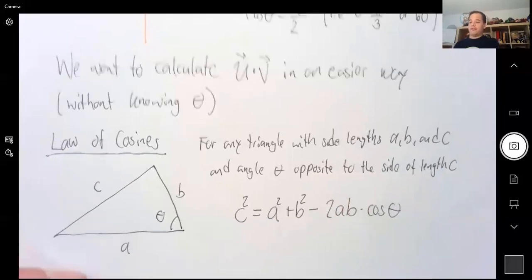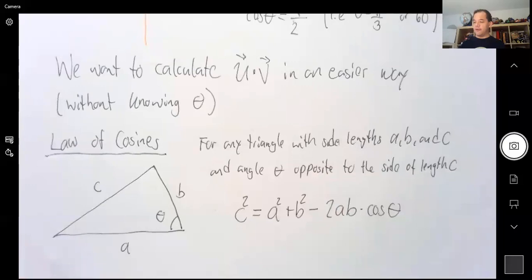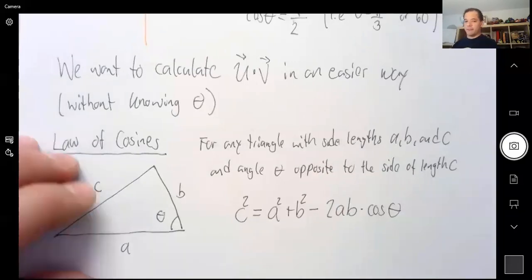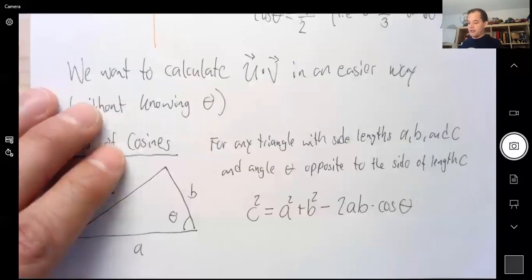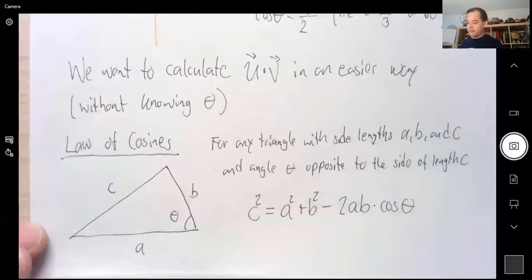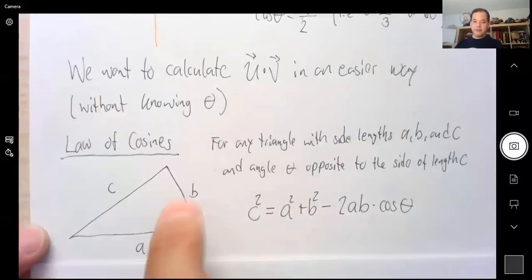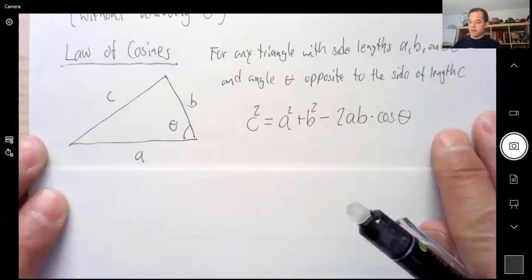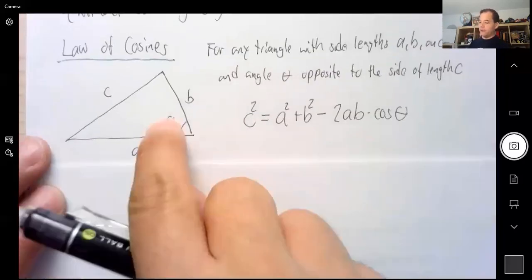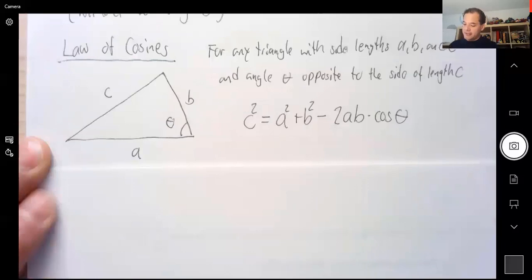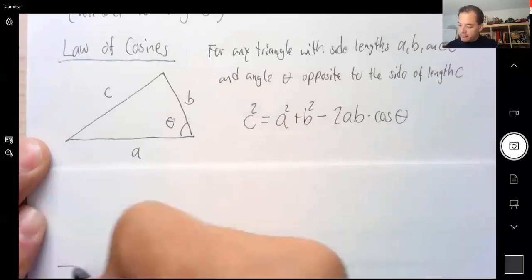Now, I'm not going to just tell you this is the law of cosines and now we're going to use it. No, I'm going to show you why this is true. Today we're actually explaining everything. We're not going to leave you hanging there. I'm going to tell you precisely why this is true. Okay, so here we go. I'm going to prove to you the law of cosines. And it's easy, actually. It's not that hard of a proof.